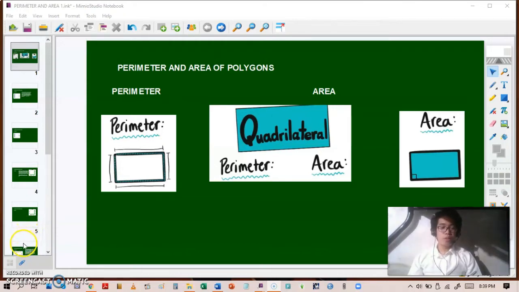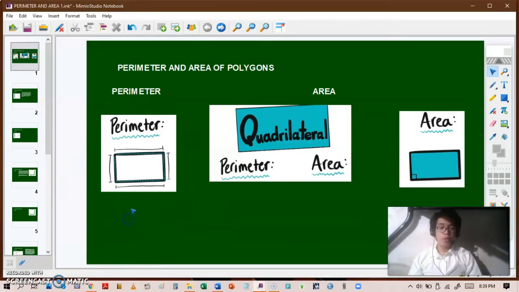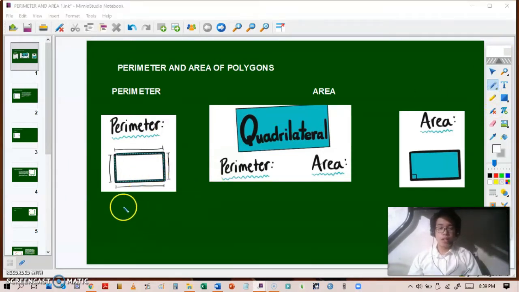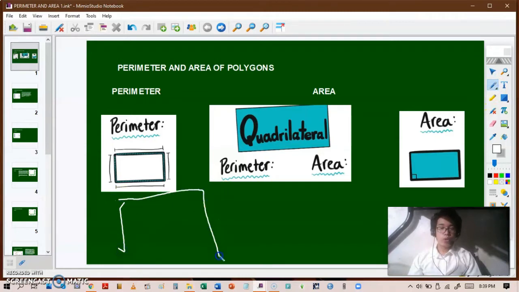For our next topic, we're going to discuss the perimeter and area of polygons. You've already been acquainted with the perimeter and area of different types of polygons. For solving for the perimeter, always remember that we're solving for the sides: we find the sum of the side measurements of our given figure. Whereas for the area, we're trying to get the measurement of the entire space that a certain polygon has.